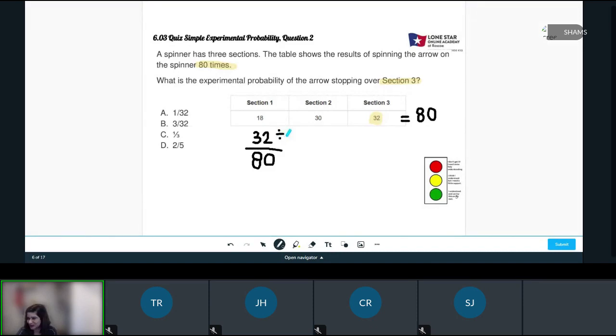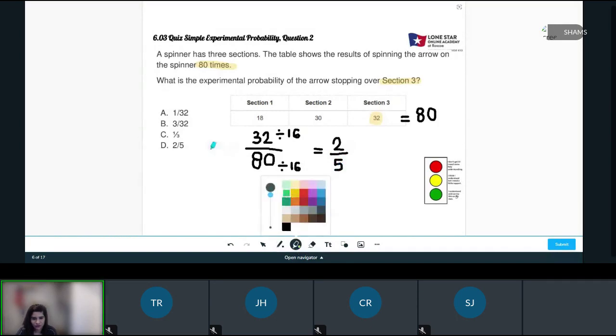Joycelyn, I know you also are simplifying by a big number. I did by 16. But if you simplify by smaller numbers and continue to do it multiple times, you will still get the same answer, right? 32 divided by 16 gives you 2. 80 divided by 16 gives you 5. So you will know that 2 over 5, answer choice D, is correct. Okay, this is how you will do it.